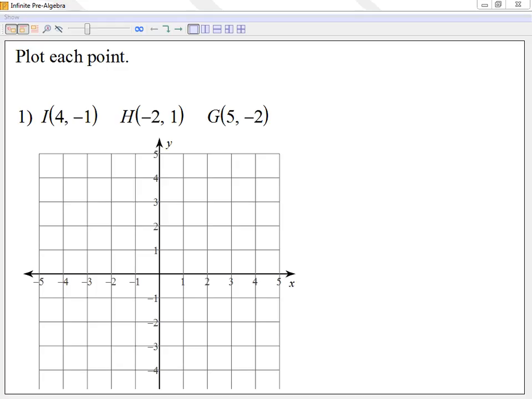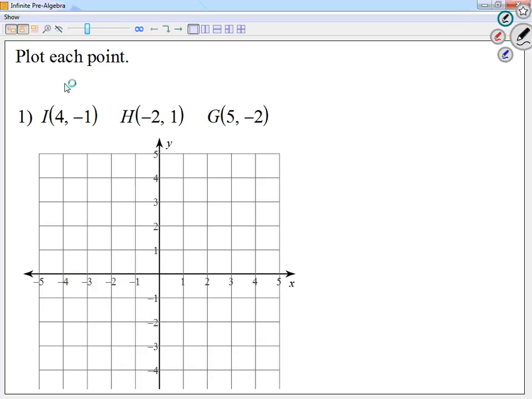Alright, so let's take a look at our review. Still continuing with the review for the final. I don't know if it's 92 or 96, like 92 questions on the final. So that's why we're taking a whole week to review. The first part says plot each point.